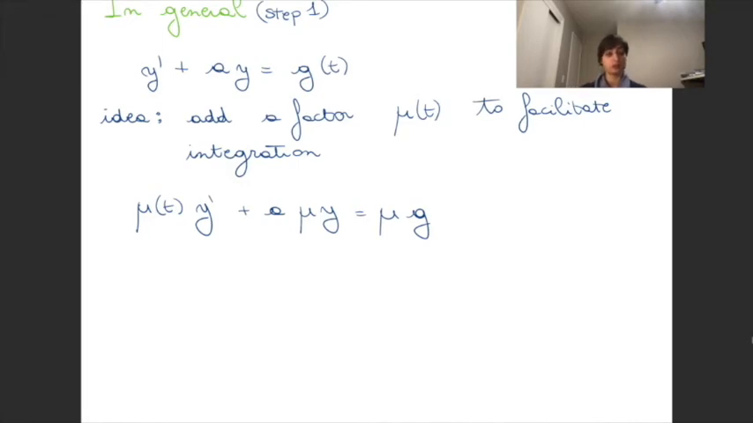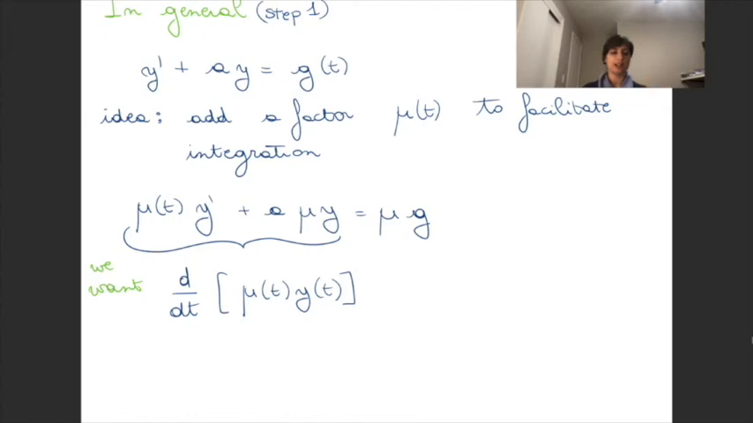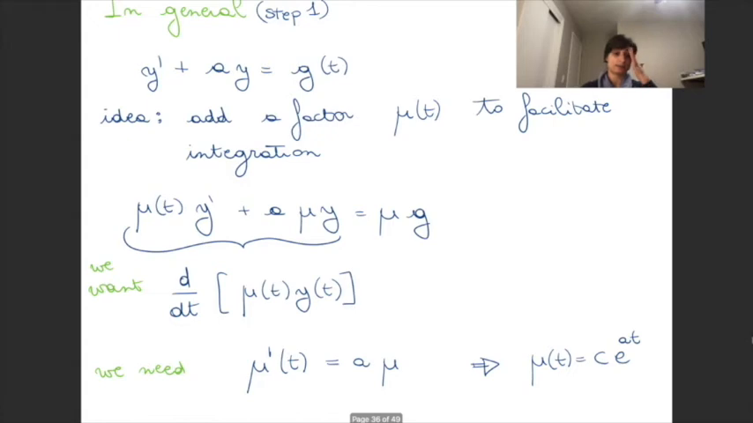It's a function that we can choose, and we'll try to choose it in such a way that it works the best for us. So in particular, we want to choose it in such a way that the left-hand side is the derivative with respect to t of the function mu that we can choose times y(t), that is the solution that we're looking for. We want this rewriting. So we need that mu prime is equal to a times mu. But this is a simple thing. That means that mu(t) is equal to any constant times the exponential of at.